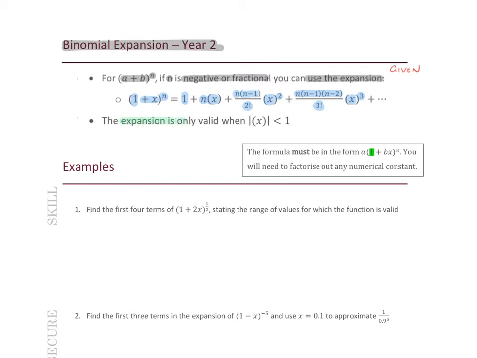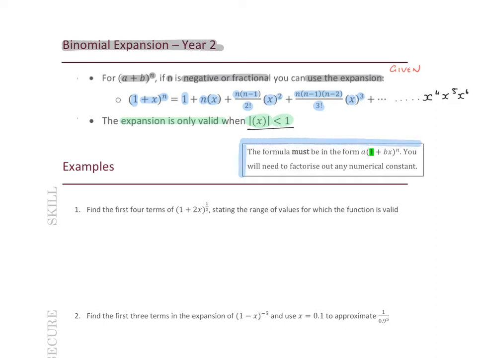Now, the expansion is only valid when the x component of the function is less than 1, and that is what means we can ignore all of these terms which are x^4, x^5, x^6, because if |x| is less than 1, as you increase the power, the value of x^4, 5, 6 reduces, so therefore can be ignored. Now the blue box is really important today.